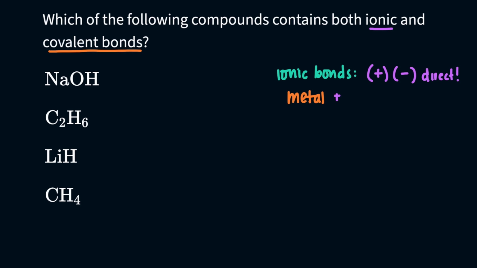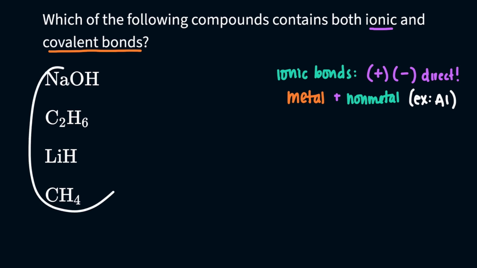And the generality is that an ionic bond would come from a metal plus a nonmetal. Now, does this work 100% of the time? No, there are exceptions. The main exception would be aluminum. So if you have aluminum on there, you just got to watch out for who aluminum is bound to. It might not be an ionic bond. But I don't see any aluminum here, so it's all good.